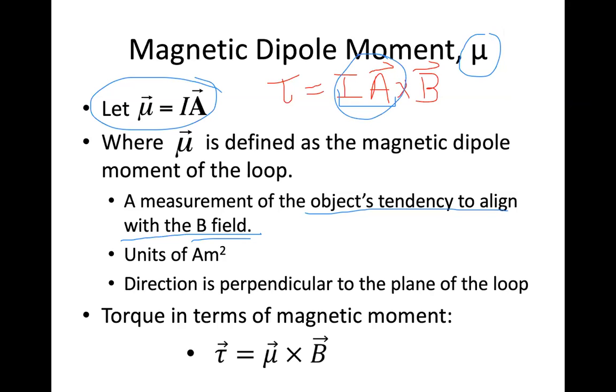That's just what it wants to do. It's going to have units of, well, let's see, area has units of meters squared and current has units of amps. Which direction is it? Well, it's perpendicular to the plane of the loop because that's how it wants to align with the current. So then we can replace that IA and write our torque as mu crossed into B.